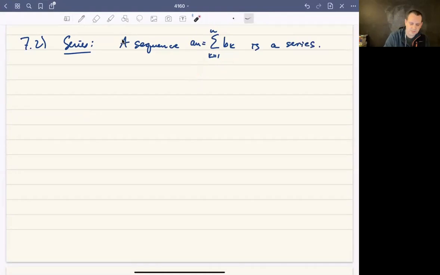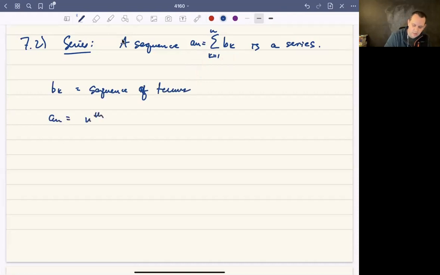Okay, so b sub k is called the sequence of terms. And a sub n is called the nth partial sum of the sequence b sub k.